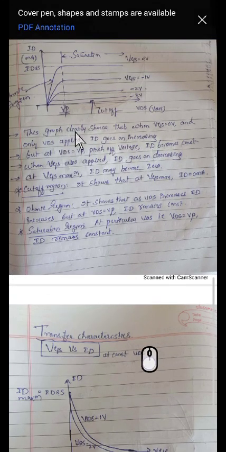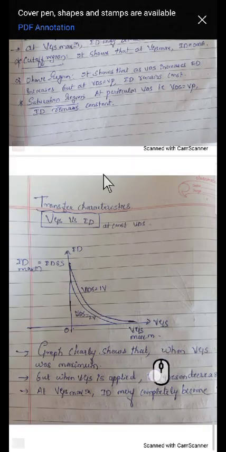Here you should explain, as you go on increasing VDS, ID goes on increasing, but at one particular value of VDS, ID becomes constant till you apply VGS. Once you start applying VGS, ID keeps on decreasing and it may become 0. The same thing you are explaining here, taking only ID versus VGS. This is all about the characteristics, drain and transfer characteristics of P channel JFET. Thank you.